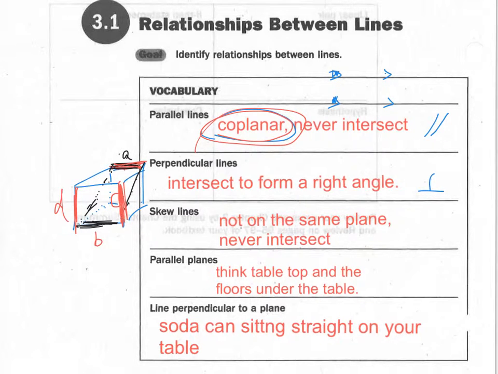Line perpendicular to a plane. So I like to think of a bottle of wine or a bottle of soda sitting straight on your table. So if this is your table surface, you can have a pencil as well or a sword, and it goes into the table and then goes under the table, and I don't know, an arrow or something. So that's a line perpendicular to the plane, and right where the line intersects with the plane, there has to be a 90-degree angle. Okay?